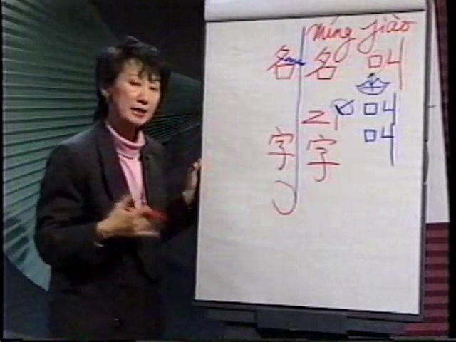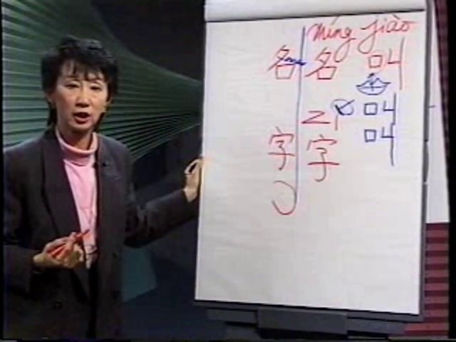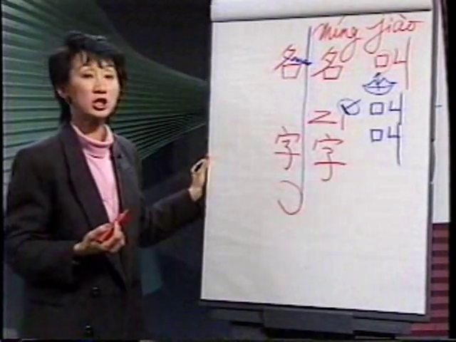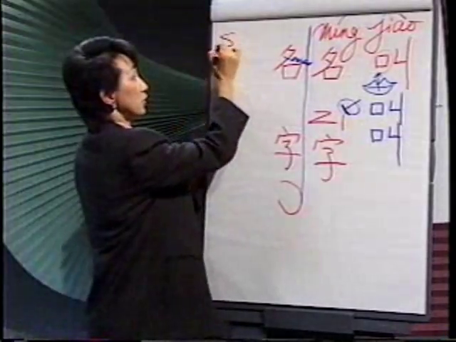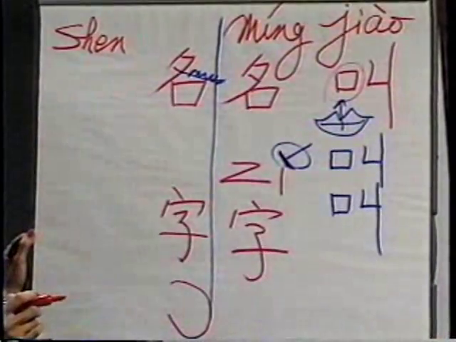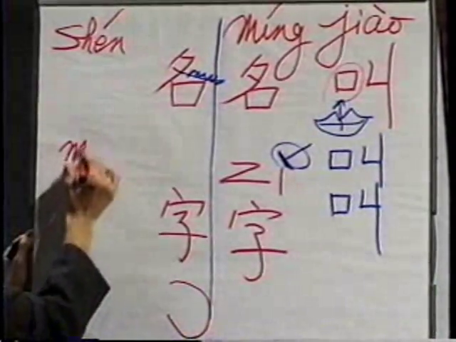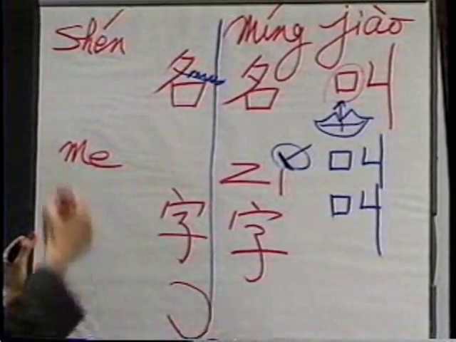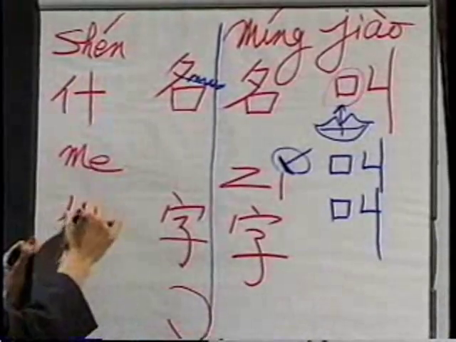名字. I said, what is your name? And we call what? 什么? 什么, the second tone. 么. 什么 means what.